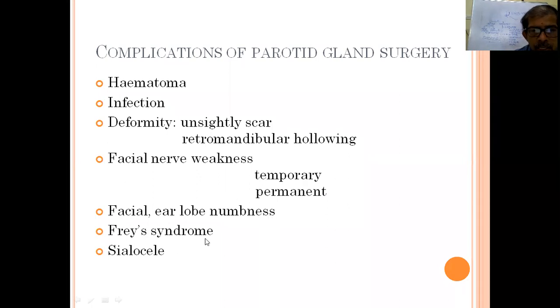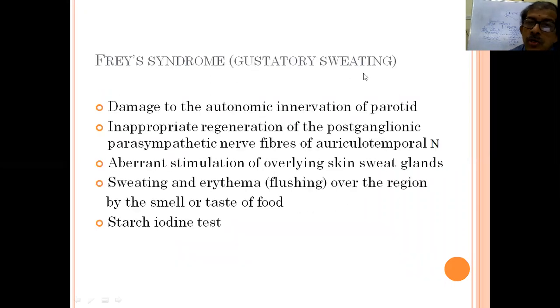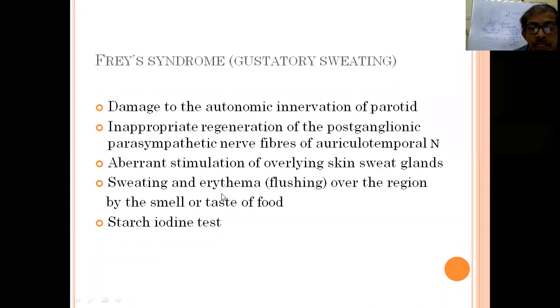But another dreaded complication is Frey syndrome. And of course, sialocele, a collection of saliva. So what is this Frey syndrome? Frey syndrome is also called gustatory sweating. What will happen? Sweating and erythema, that is flushing, over this region, by mere smell or taste of food.